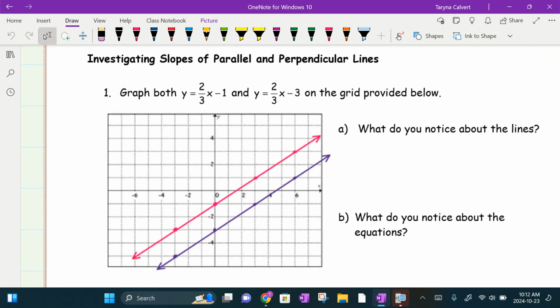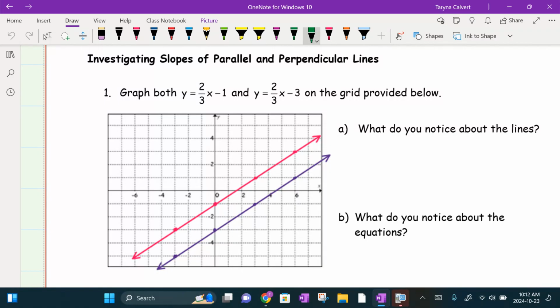Okay? Because again, if you need a reminder of how to graph that first one, that y equals 2 over 3x minus 1, you would have plotted your point at minus 1, and then you would have gone up 2 over 3. And you could have done that a few times. Or down 2 and back 3. Okay? So have your 2 lines. What did you guys notice about them?